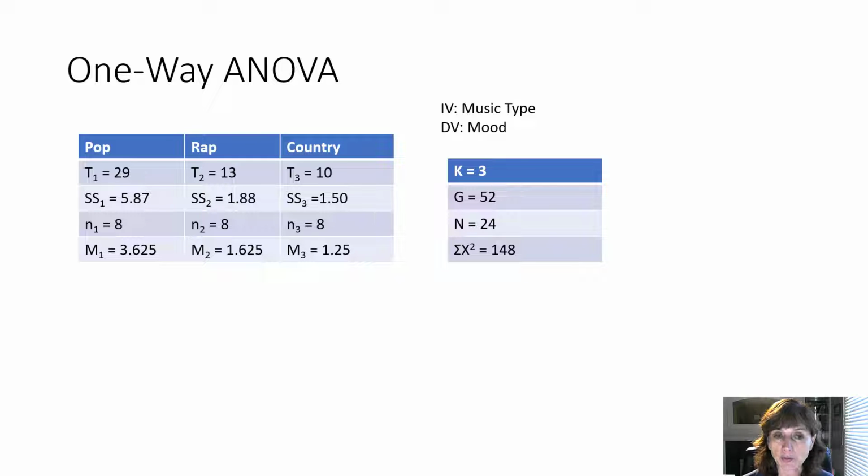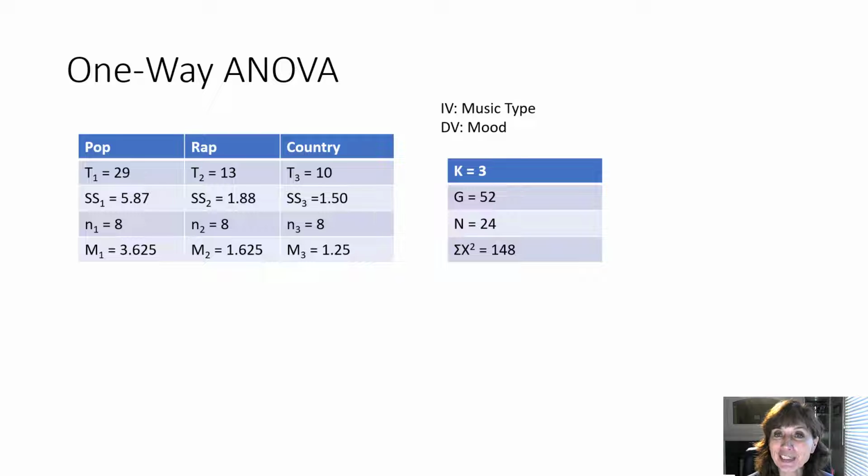Okay, so there was a mood scale, and people rated their mood after they listened to the music. And again, it was set up so higher numbers represent a better mood, lower numbers represent a worse mood. Then finally, in the small box on the right, K is 3. Remember, K is the number of conditions that we have.